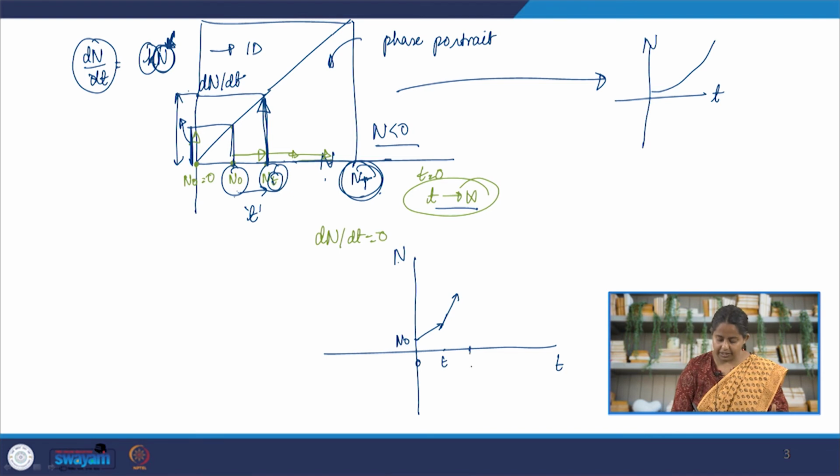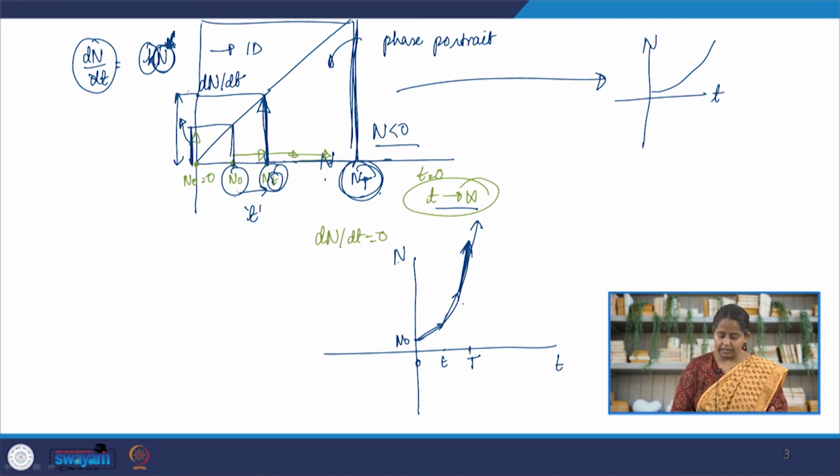Similarly, once I reach this time, let us say capital T, dn by dt is even higher than it was in the case of small letter t. So, here I am expecting an even steeper slope. Even without integrating, without solving the equation, we know that the behavior tends to move like this. This is the qualitative approach, a very simple example.